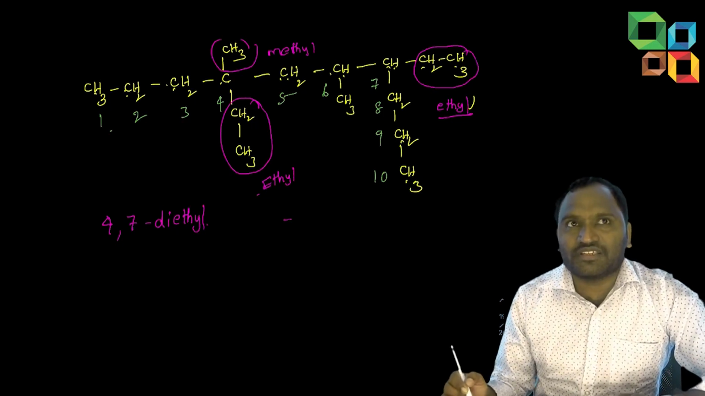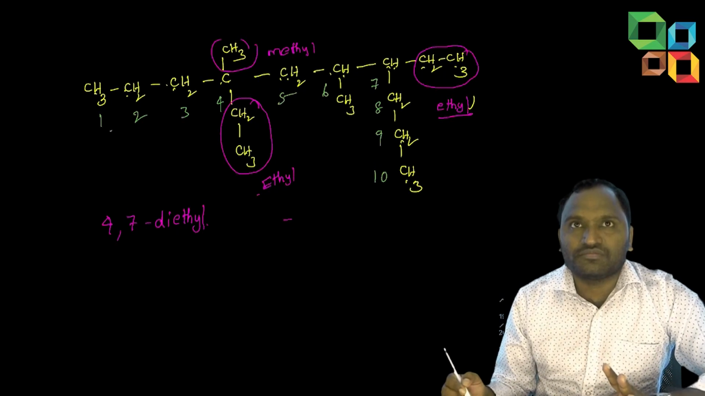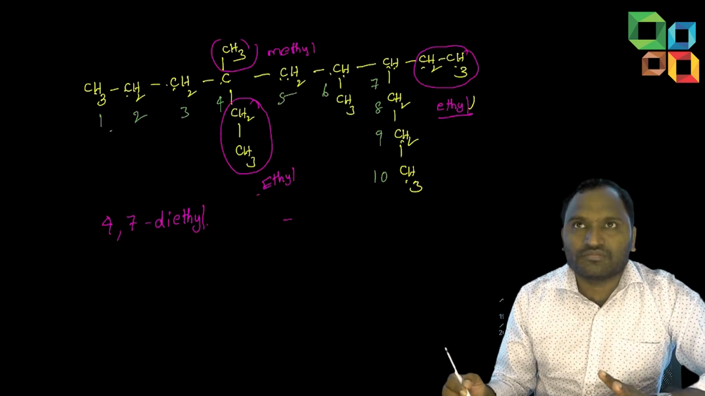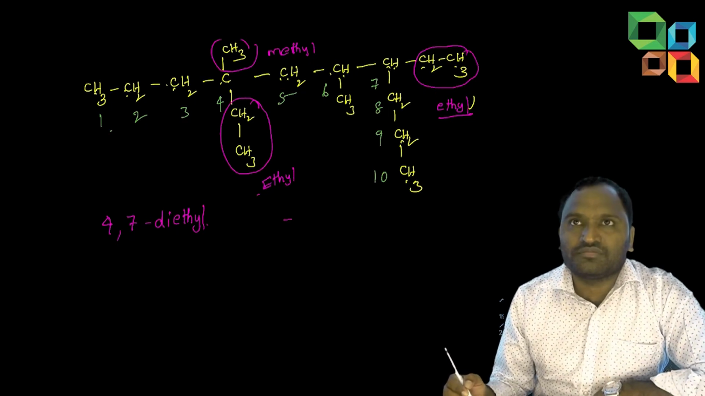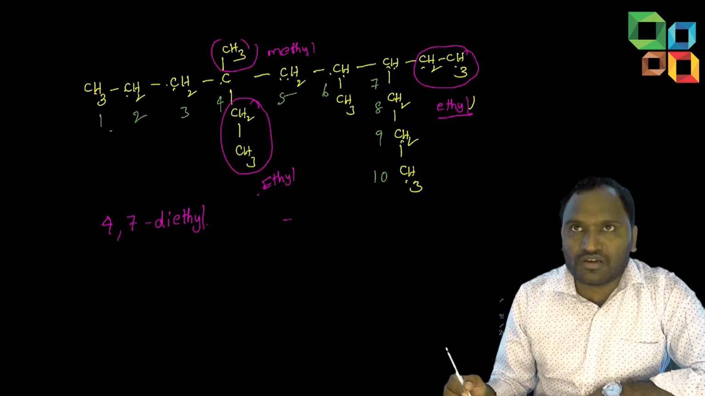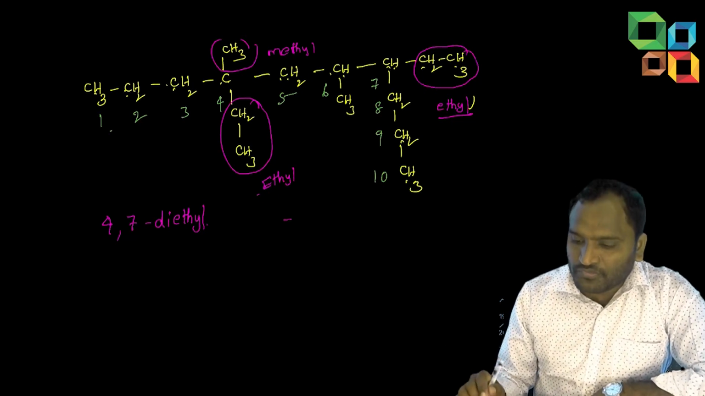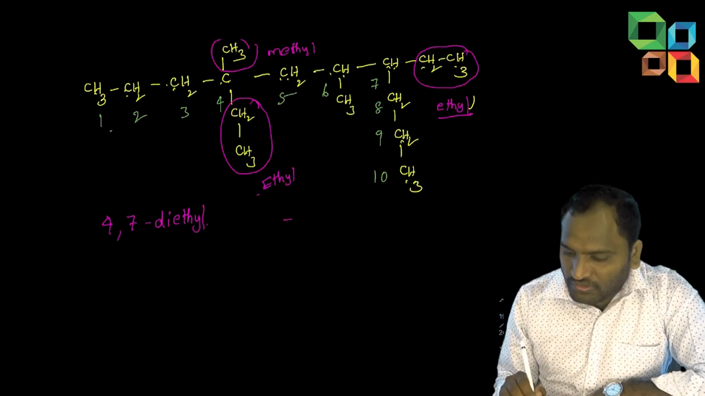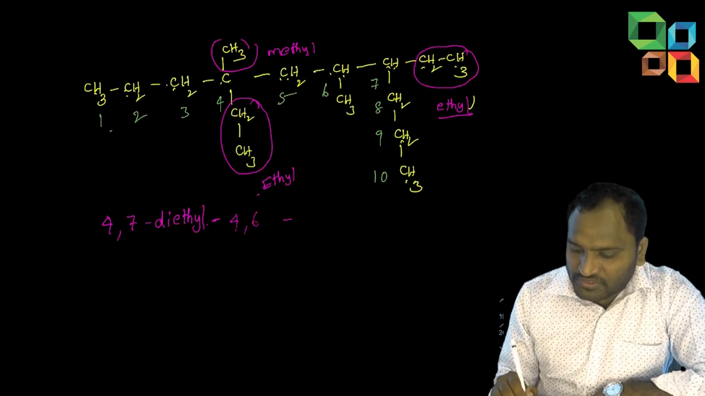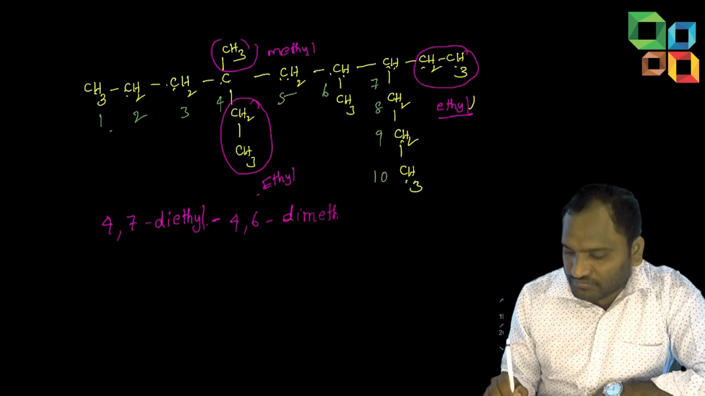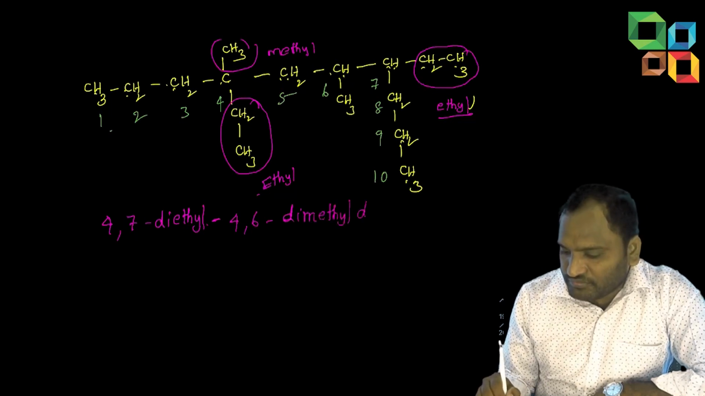Next one, can you tell, students? Next substituents are there, no? Can you tell? The same process. Ethyl we wrote. One more substituent is there, no? Which one? Dimethyl. Very good. 4, 6 dimethyl decane.